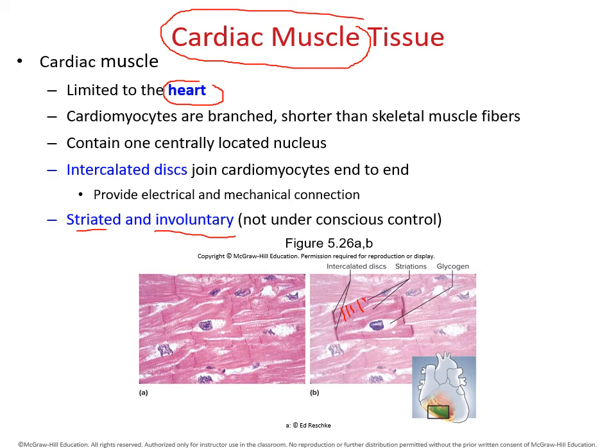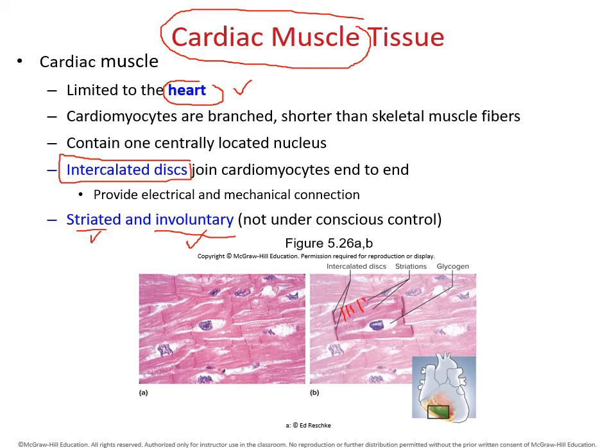Let's see. When you look at cardiac muscle, in addition to knowing that it's in the heart, that it's striated, just like skeletal, that it's involuntary, I also want you to know that it has this unique feature called intercalated discs. Intercalated discs are when the cardiomyocytes, which are your heart cells, basically line up end to end and they create a thick border. This is where lots of electrical and mechanical connections occur.